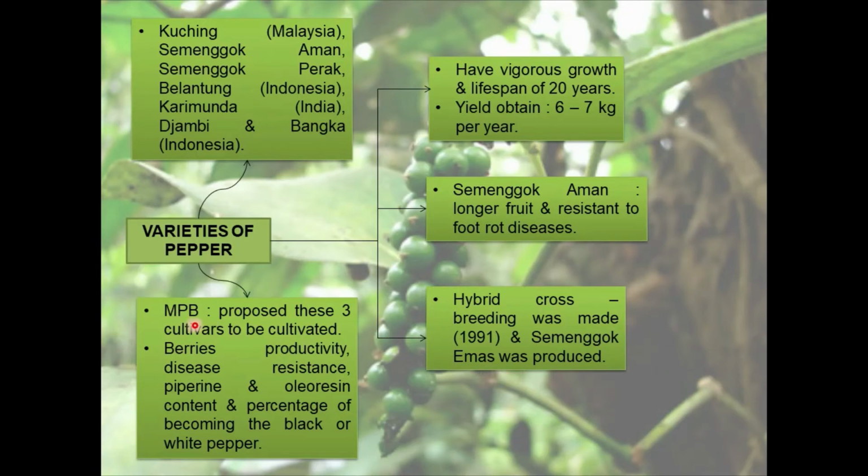The Malaysian Pepper Board proposed these 3 cultivars to be cultivated because of their berry productivity, disease resistance, piperine and oleoresin content, and percentage of becoming black or white pepper.